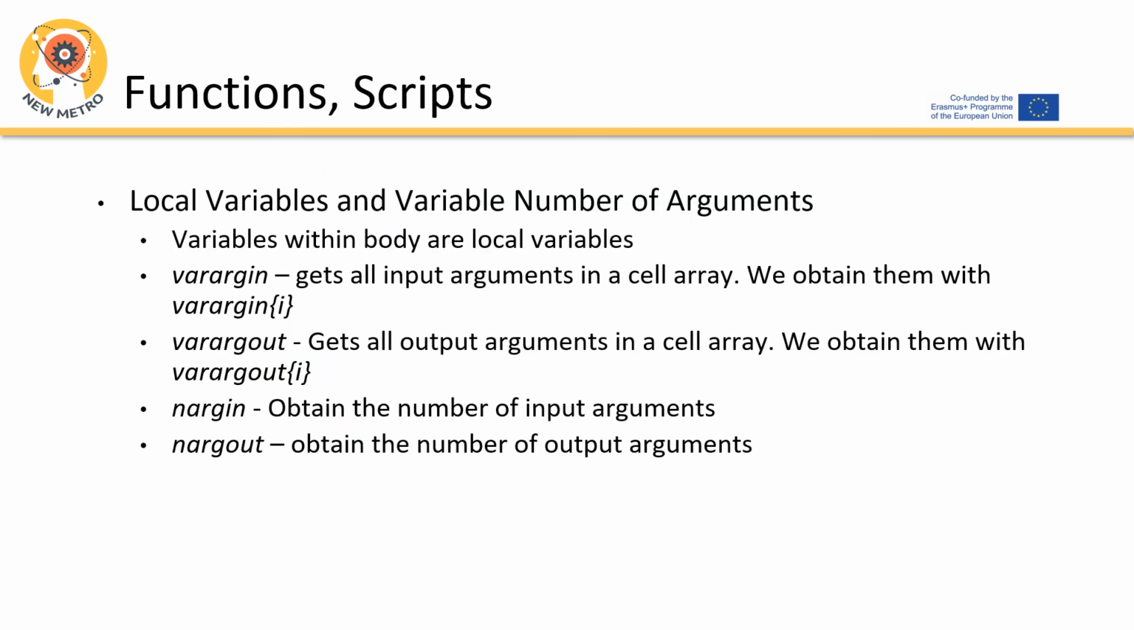Local variables and variable number of arguments. The variables within the body are local variables. The varargin gets all input arguments in a cell array, and we obtain them with varargin curly brackets i. The varargout gets the output arguments in a cell array, and we obtain them with varargout within curly brackets of i. The nargin obtains the number of input arguments. The nargout obtains the number of output arguments.